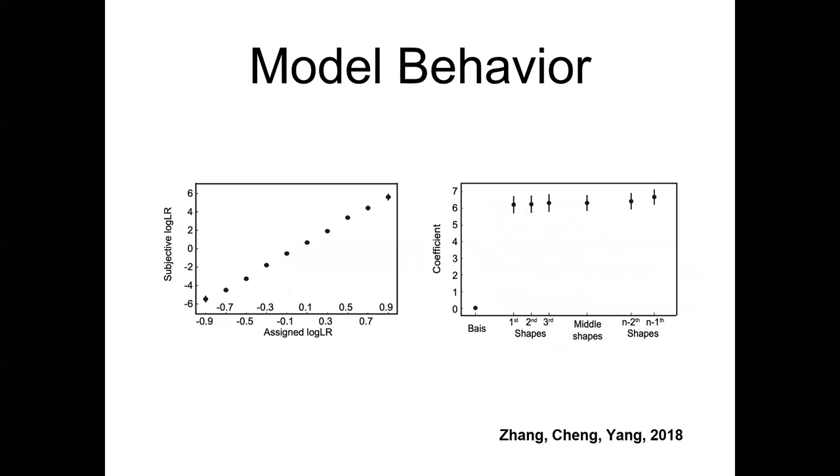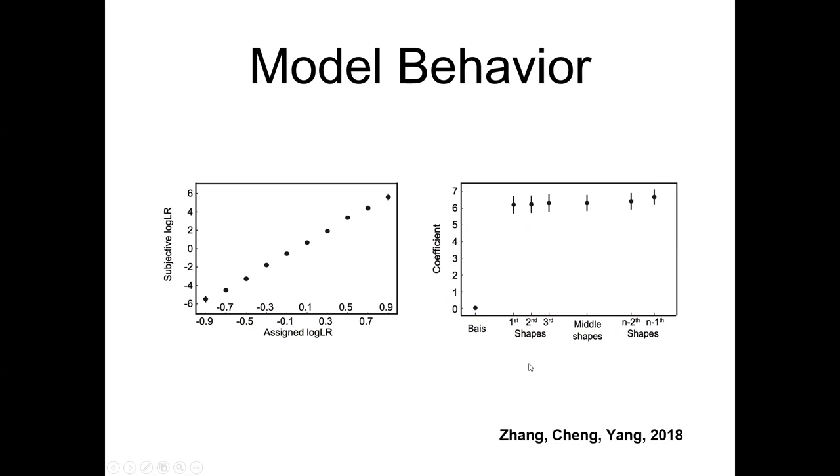And we can also use logistic regression to figure out how the model learns each individual shape. So here on the left, I plot the coefficients from the logistic model versus the true log likelihood ratio that we assigned to each shape. And you can see the model can learn the true log likelihood ratio really well.